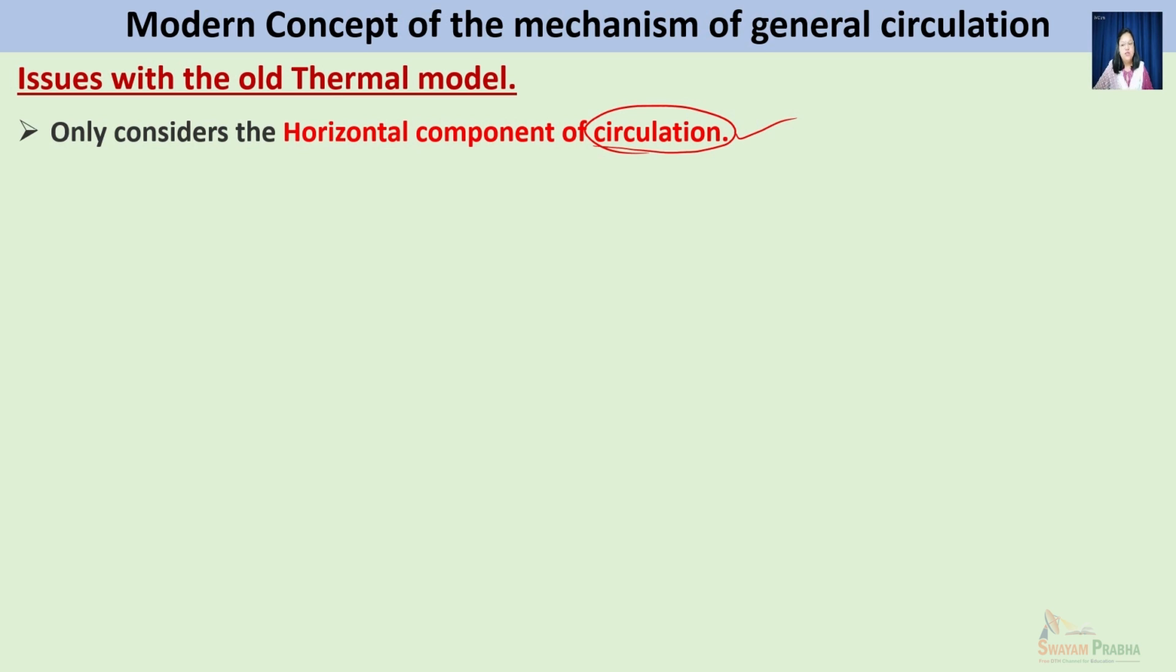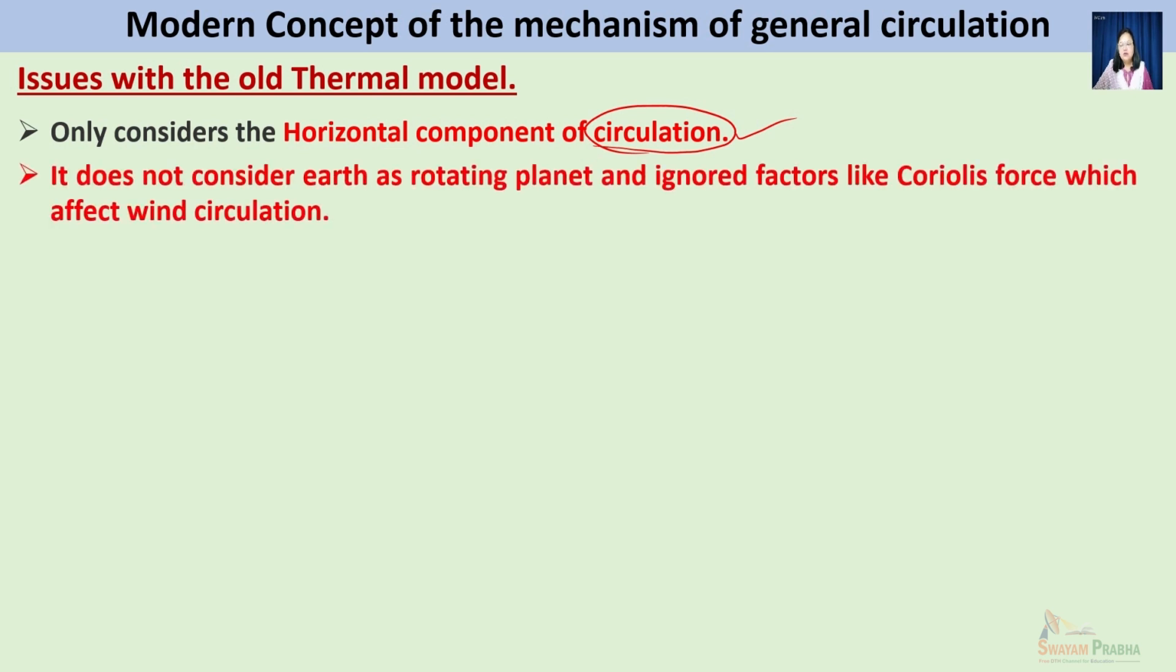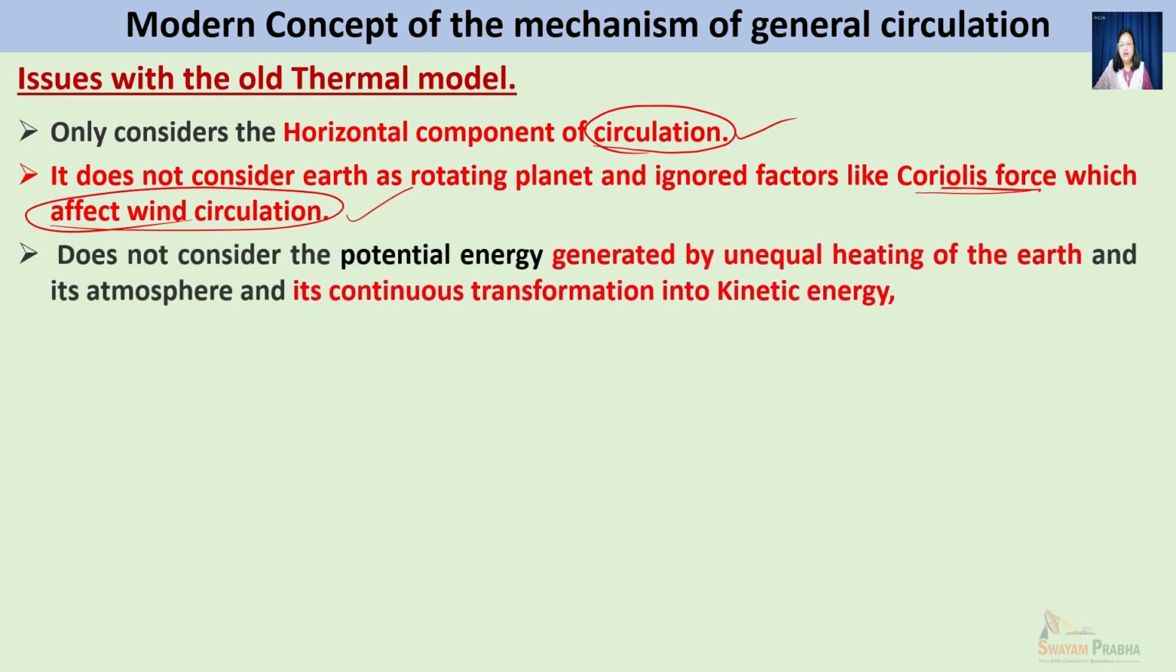But today we know that the air circulation also has a vertical component. But at that time period, because of the limited knowledge, only the horizontal component of circulation was considered. Besides this, it does not consider Earth as a rotating planet and ignored various factors like Coriolis force, which affect the wind movement, the direction of wind movement as we know of today.